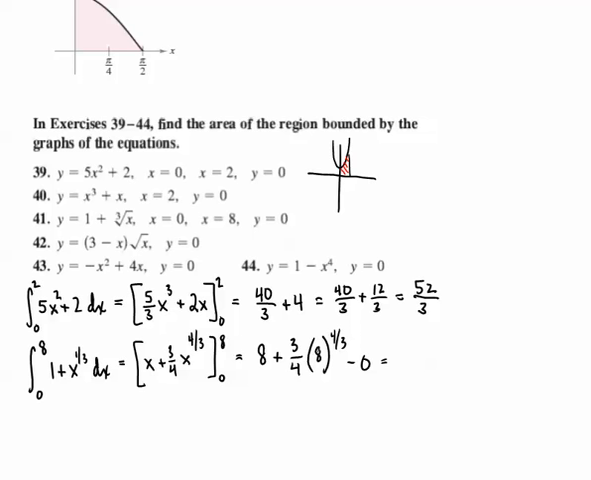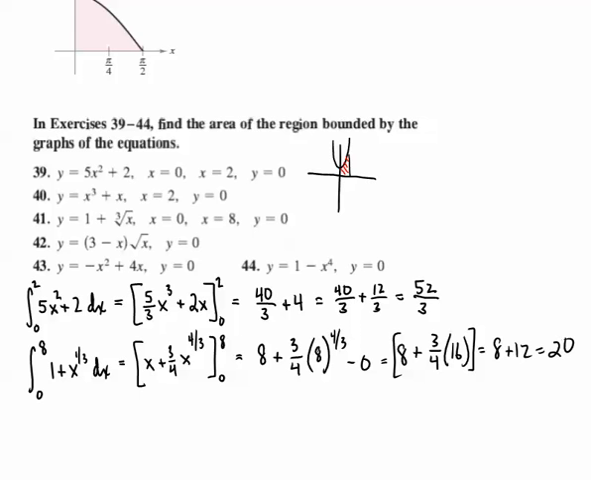The easiest way to find 8 to the 4/3 is to remember that a rational exponent is power over root. So we have the 4th power and the 3rd root. We can either take the power first and then find the root, or take the root first and then find the power. So we'll take the cube root of 8 first, which is 2. 2 to the 4th power is 16. So we get 8 plus 3/4 of 16, and 3/4 of 16 is 12. 8 plus 12 gives us the 20 that we were looking for before.